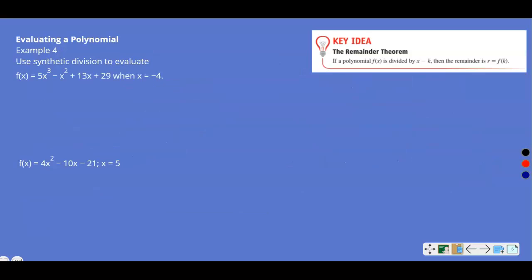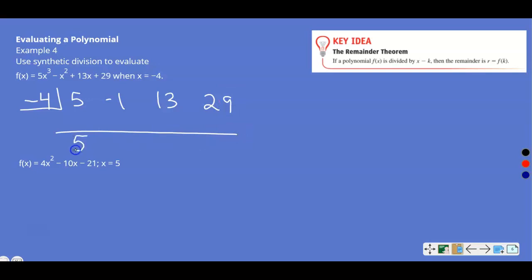Example 4, evaluating a polynomial. Use synthetic division to evaluate 5x cubed minus x squared plus 13x plus 29 when x equals -4. So in this case, they're not giving us our factor of x minus k. They're just giving us k. So they want us to evaluate. All right, so we're going to take -4. We're going to do synthetic division. 5, -1, 13, and 29.